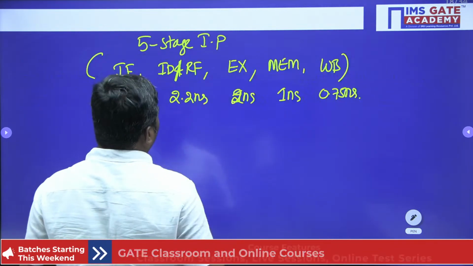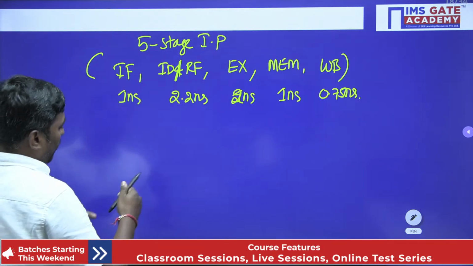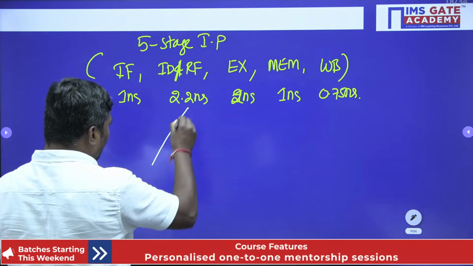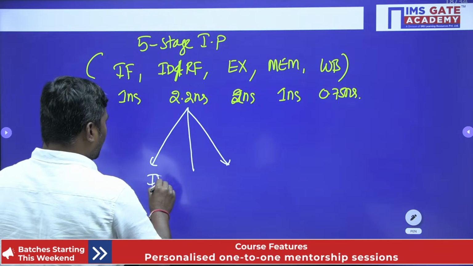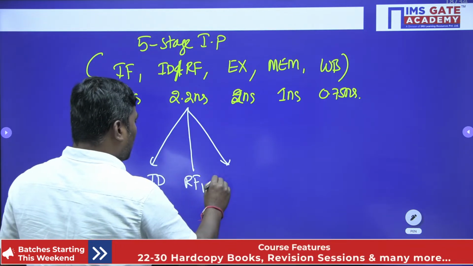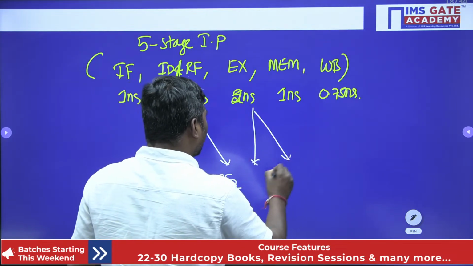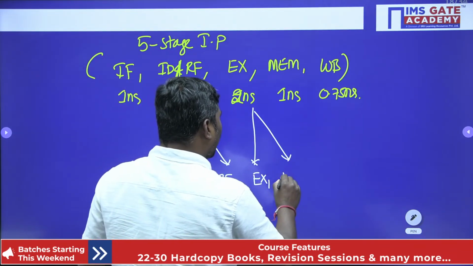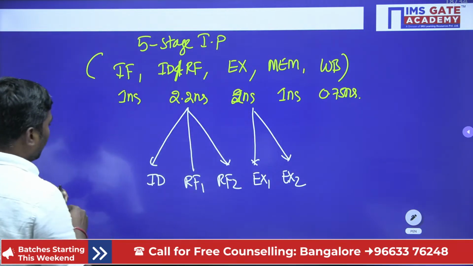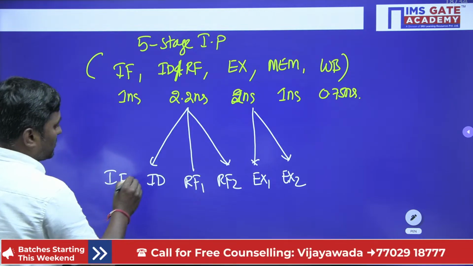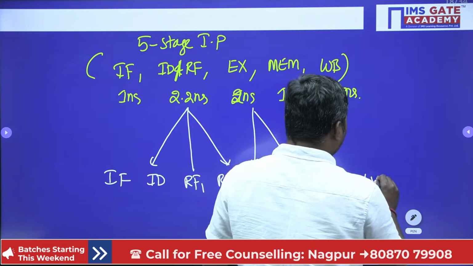Very simple thing. Look at the point. This is a 5-stage instruction pipeline. Now what did they do? This stage is split into 3 stages: instruction decode, register fetch 1, register fetch 2. This other stage is divided into 2 stages: execution 1 and execution 2. The remaining stays the same, so IF instruction fetch will be there, memory will be there, and write back will be there.